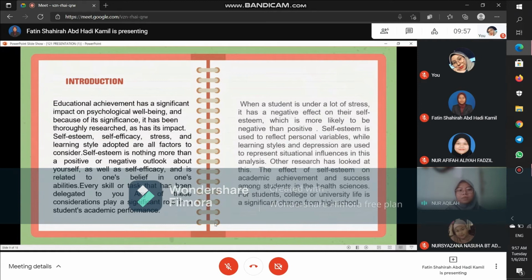For every skill or task that has been delegated to you, any of these considerations plays a significant role in a student's academic performance. When a student is under a lot of stress, it has a negative effect on their self-esteem, which is more likely to be negative than positive. Self-esteem is used to reflect personal variables, while learning style and depression are used to represent situational influence in this analysis. Other research has looked at the effect of self-esteem on academic achievement and success among students in the health sciences. For students, college and university life is a significant change from high school.